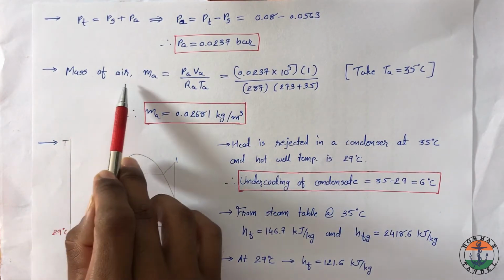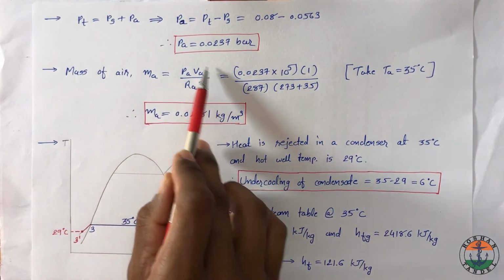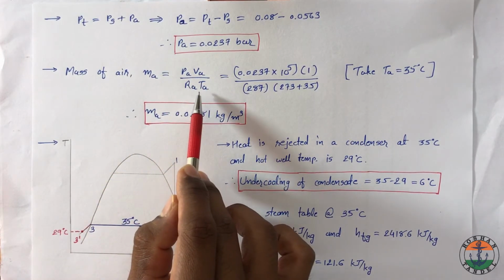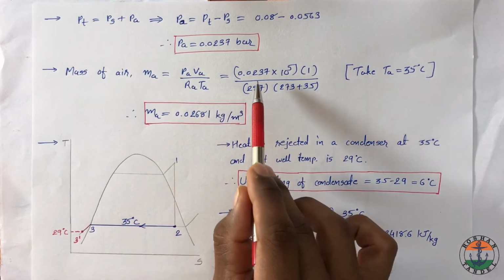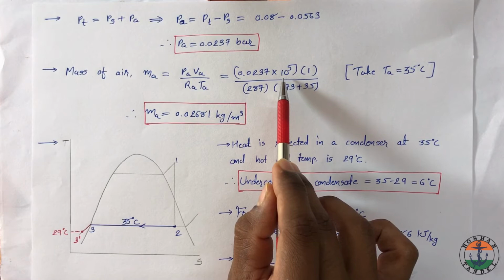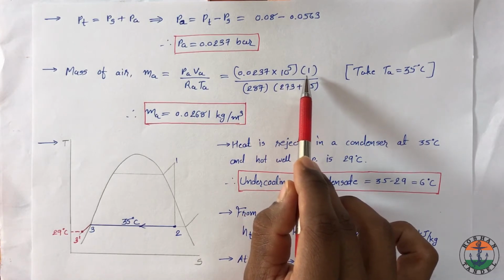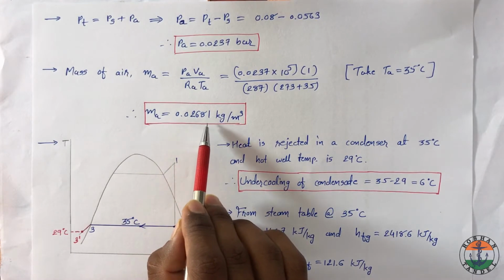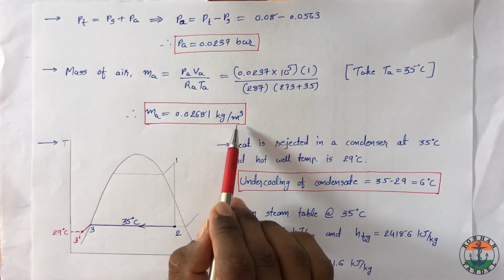To find the mass of air, you have to use ideal gas equation. Ma is equal to PAVA by Ra into Ta. Do not forget to convert PA in Pascal. Take VA is equal to 1 meter cube. So, final value of Ma will be 0.02681 kg per meter cube.